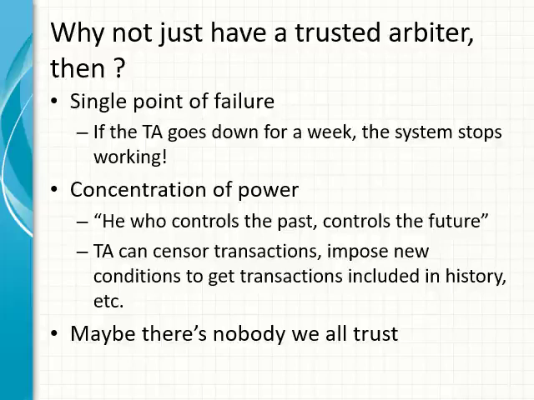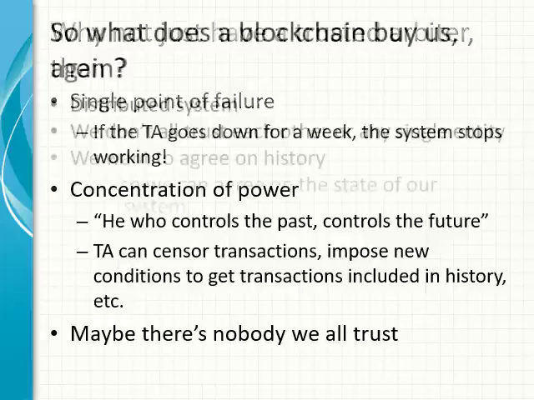If the trusted arbiter goes down for a week, the system stops working, and there is a concentration of power in the centralized system. The centralized system has censorship, and the owners, the operators of the system, will control the system, and without their permission we cannot do the transaction. So in blockchain technology, there is no centralized system. Participants trust each other, and if they agree on the transaction, that transaction will happen. Otherwise, that transaction is discarded.